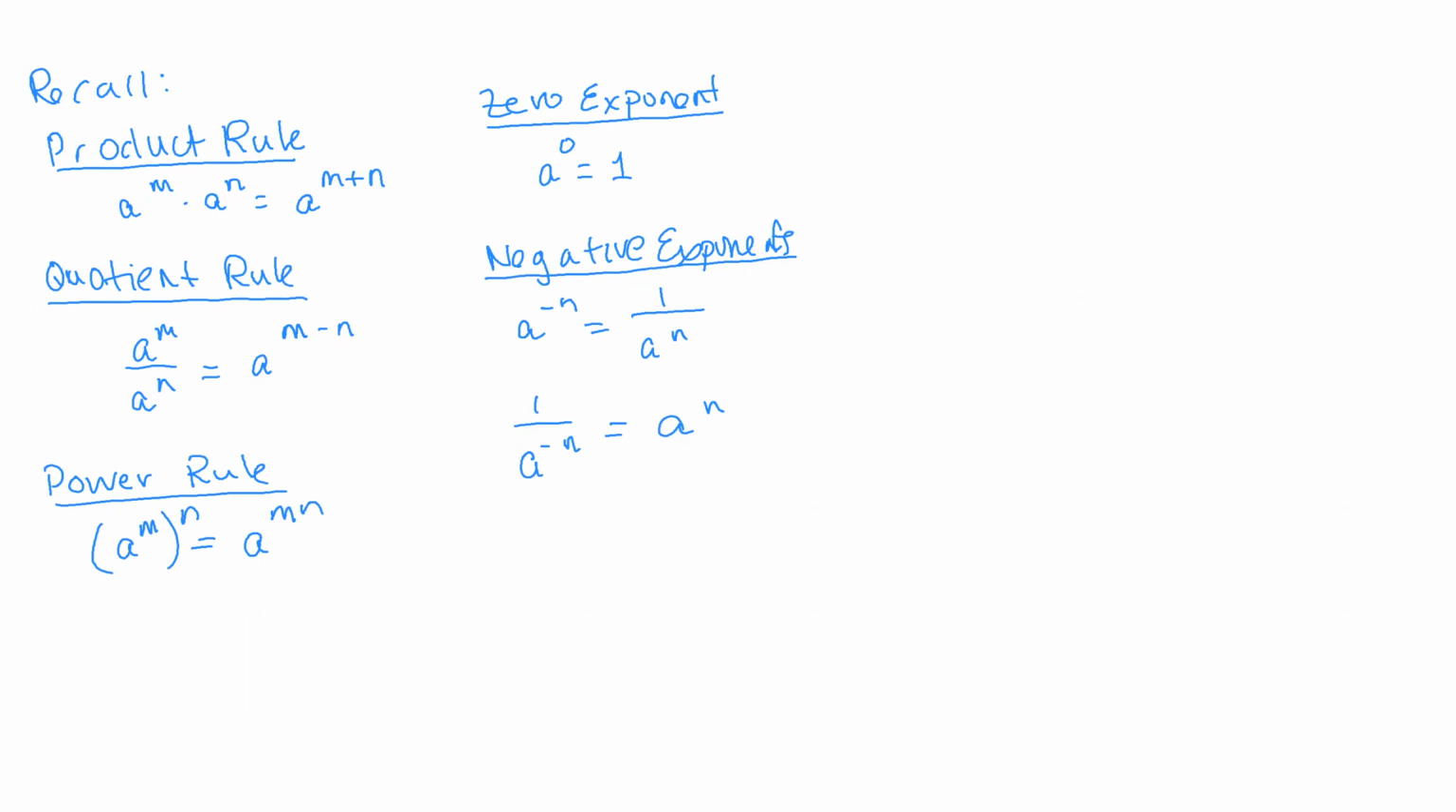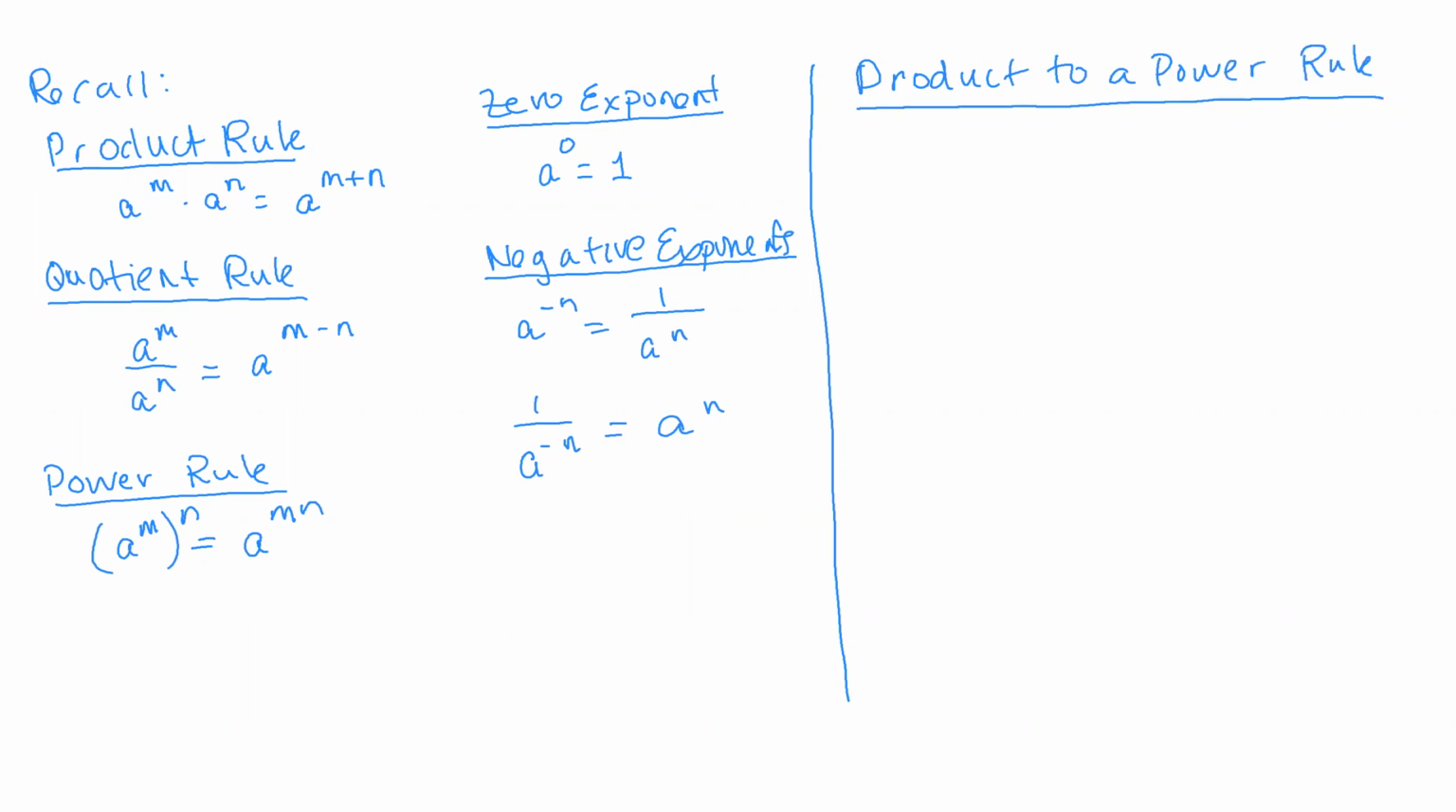Okay, so what we want to talk about today are quotients and products raised to powers. So we have first the product to a power rule. The product to a power rule basically says if I have a product A times B and I raise it to the power of n, that power goes to every factor in the product. Now this only works if your product is in parentheses, but if you do have a product in parentheses raised to a power, you bring that power to each factor. So this is equal to a to the n times b to the n.